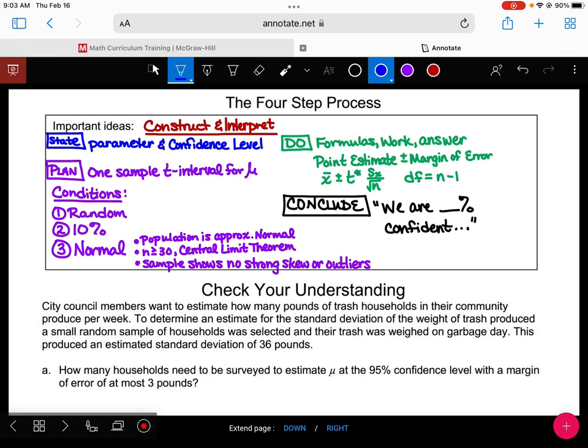Conditions: random and 10% are exactly the same as what we've done before. For normality, there are 3 ways that we can get that. They either tell us that we already know the population is normally distributed, the sample size is bigger than 30 so we can use our central limit theorem, or we sketch out our sampling distribution. And you can use your calculators to make a histogram.